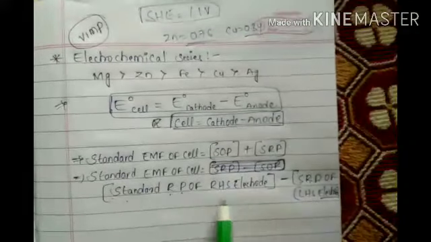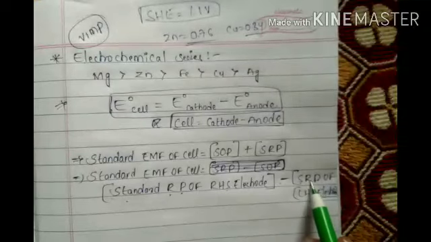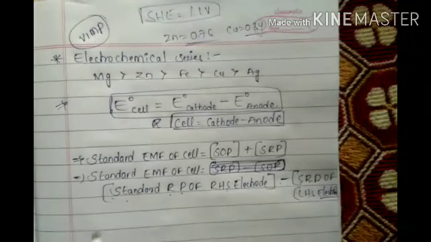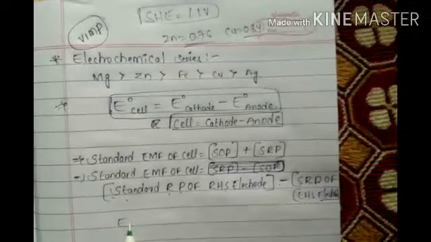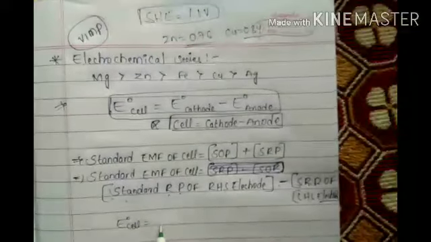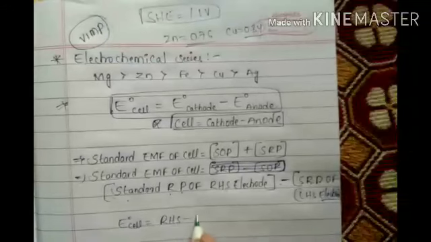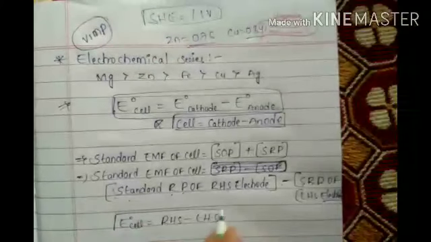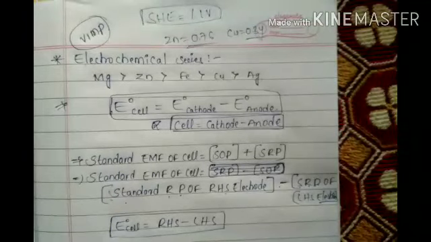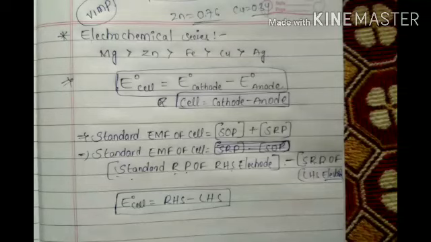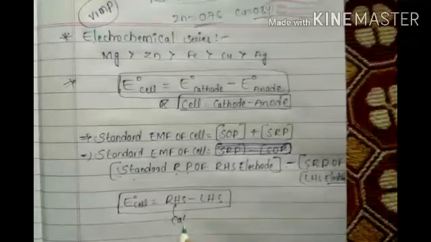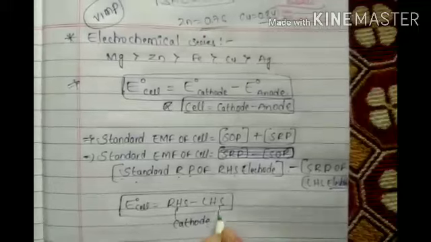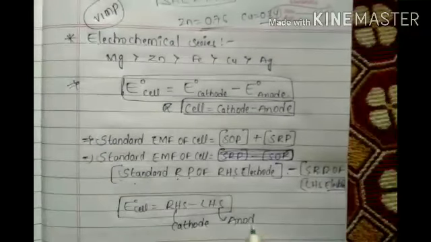Standard reduction potential of right hand side electrode minus standard reduction potential of left hand side. See, E cell equals RHS minus LHS. Right hand side minus left hand side. Which is right hand side? Which is left hand side? Right hand side is cathode. Left hand side is anode. This you must take.